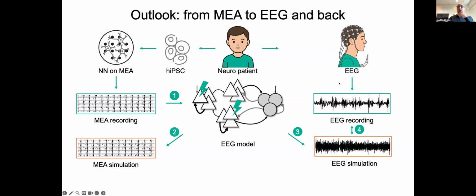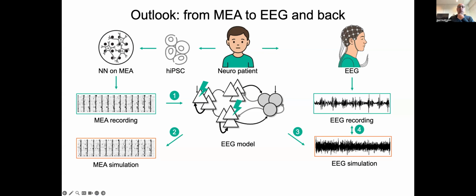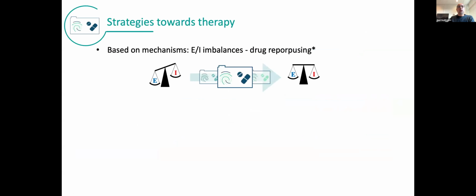And then we do the same. So basically we would have done an EEG from the patient. We have the EEG simulation. And again, here there are some parameters that help us go from the simulation to the real recording. In that way, we can go from one modality, the EEG, to the MEA, or from the MEA to the EEG. I think it's very novel to do it like this, and it is still ongoing, but it's very exciting that we can now almost start doing this.